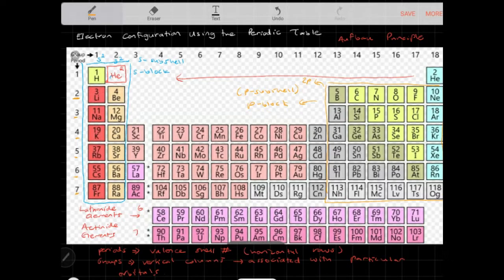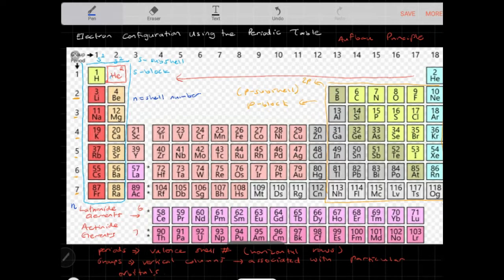Okay, so you can think about this as your value of n. Right, well, let's use a different color here. So you can think about all of this as a value of n. N is basically your shell number, right? So just make a note that n is your shell number. Each of the rows, the periods, is your shell number.